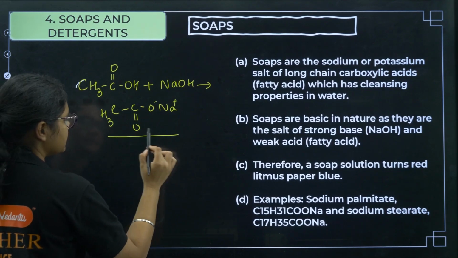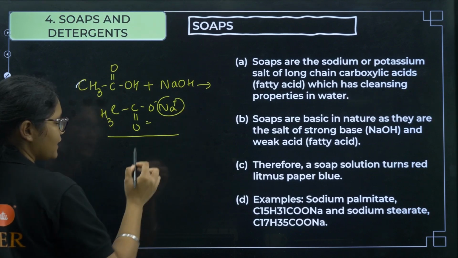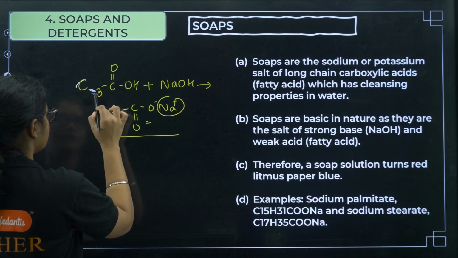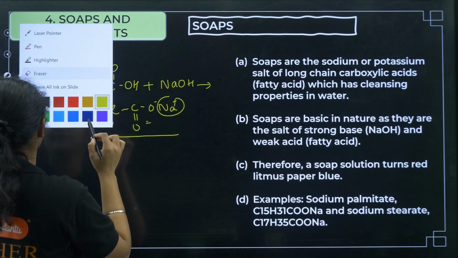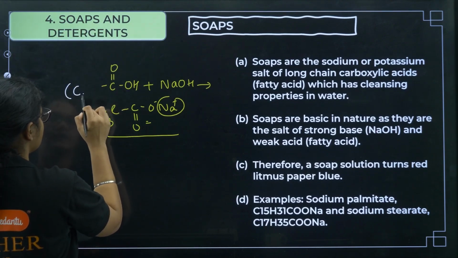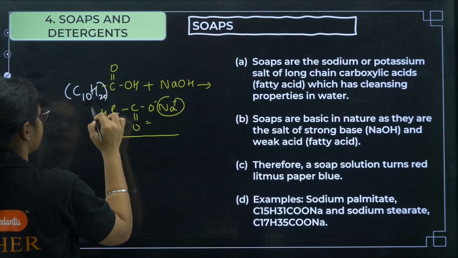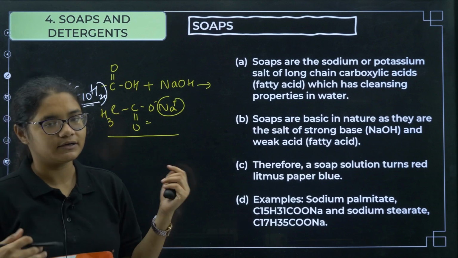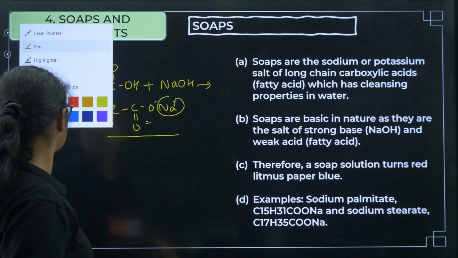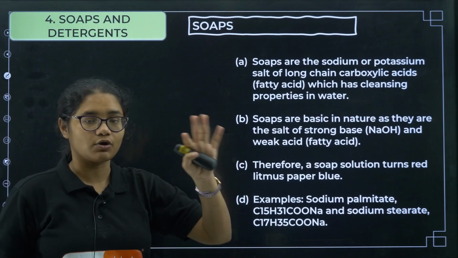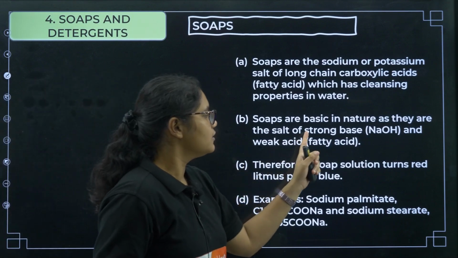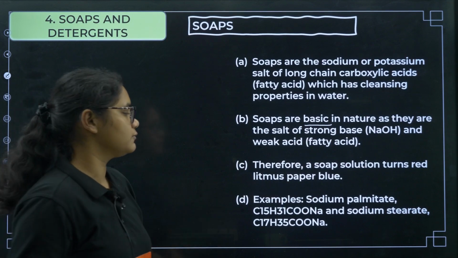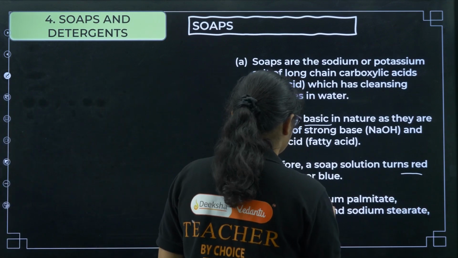Now this is what? It is a salt of a strong base and a weak acid, right? So in soap, what happens? This part doesn't contain only one carbon, it is a very big group like C10H22, some very big group is attached, and the sodium salt of such groups is the soap. Because this salt is of a strong base and a weak acid, it is generally basic in nature. If it is basic in nature, it will convert red litmus to blue, right?